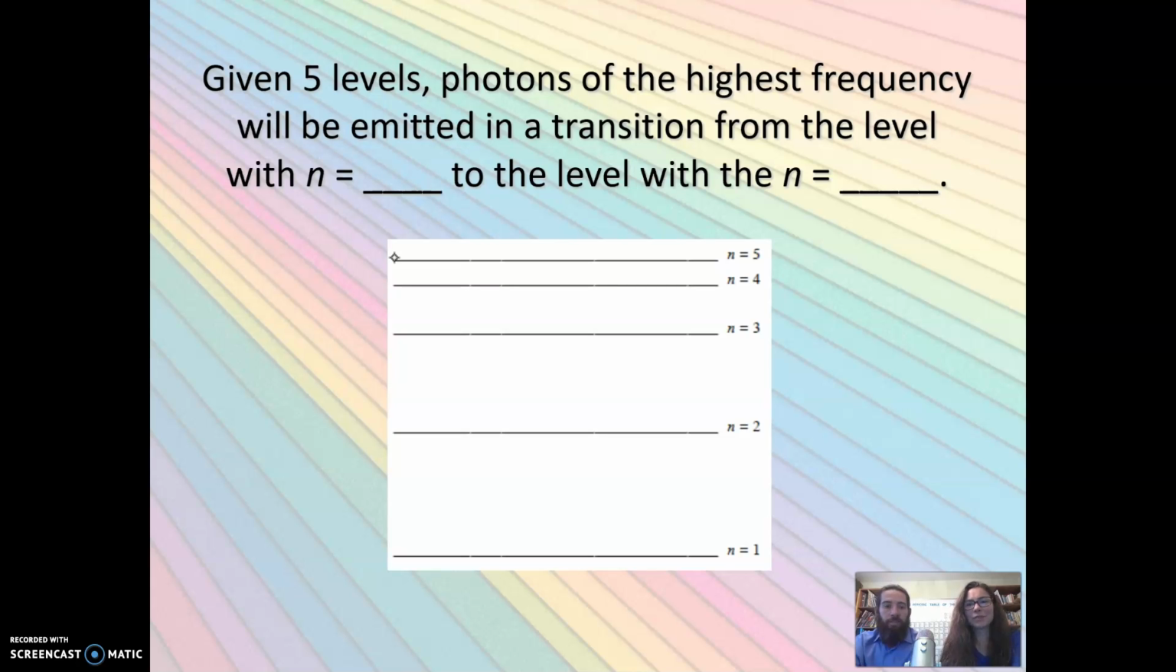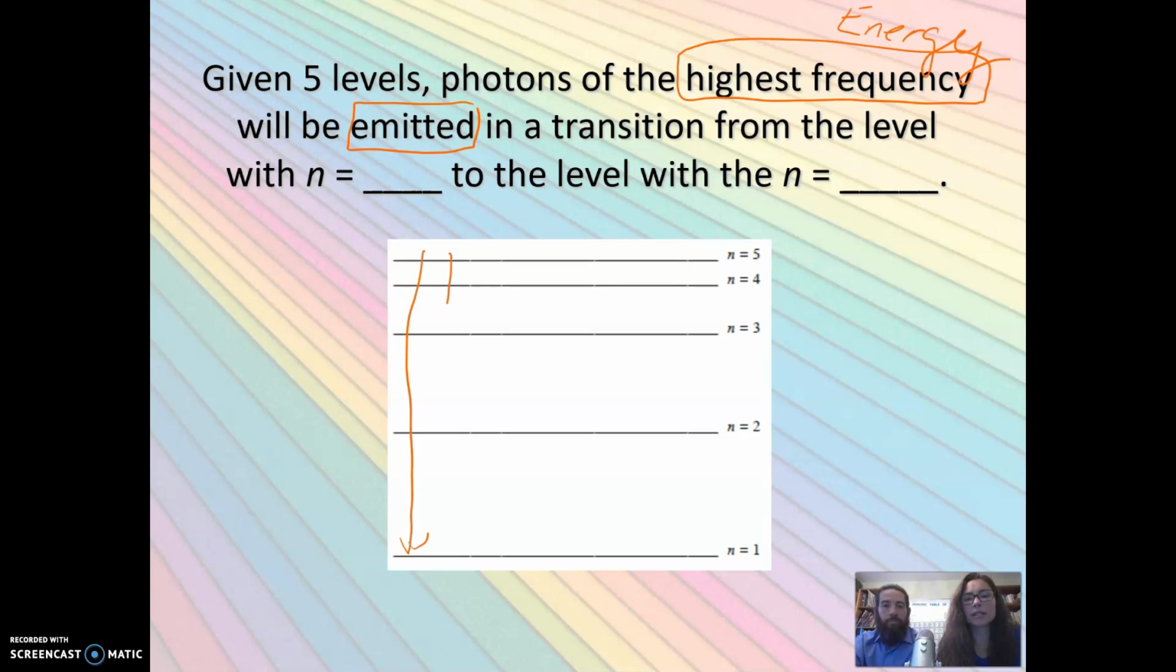So here's an example of a question that you might see. So given these 5 levels, photons of the highest frequency. Whenever I see something that wants highest frequency or longest wavelength or whatever, I always translate that into energy. So highest frequency means highest energy or greatest energy. So I want the biggest jump emitted, so these will be arrows that go down.